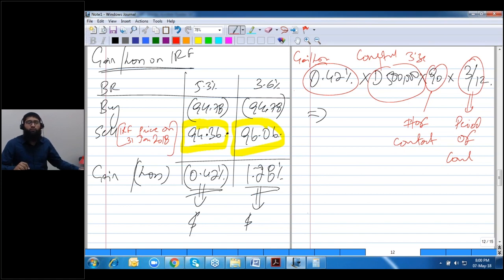Usually it is not going to be 4 upon 12. Why? Because the contract is a 3-month contract. That means whatever gain or loss the exchange is going to give you is going to be for 3 months. It's not going to be for 4 months.